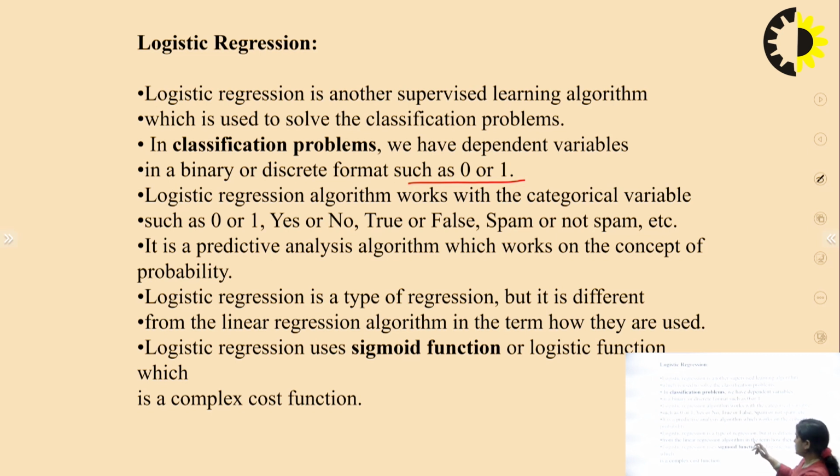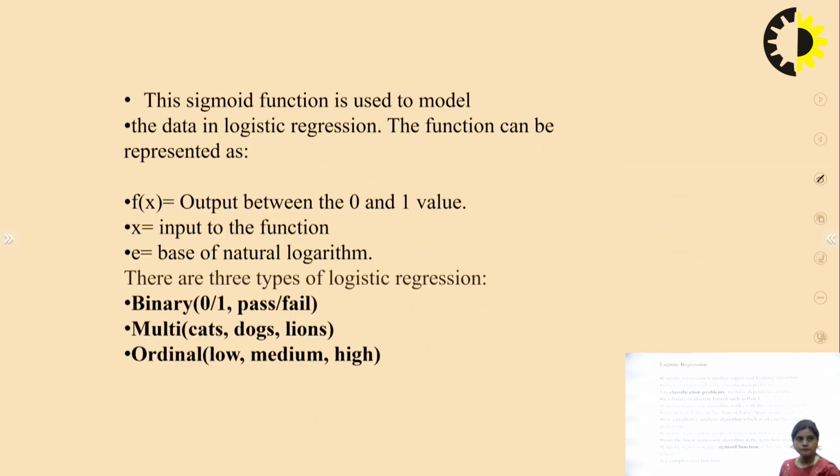It is a type of regression, but it is different from the linear regression algorithm in the way in which it is used. Logistic regression uses the sigmoidal activation function, or we can say the logistic function, which is a complex cost function. There are so many activation functions, ReLU, sigmoidal activation function, but logistic regression uses the sigmoidal function or logistic function.